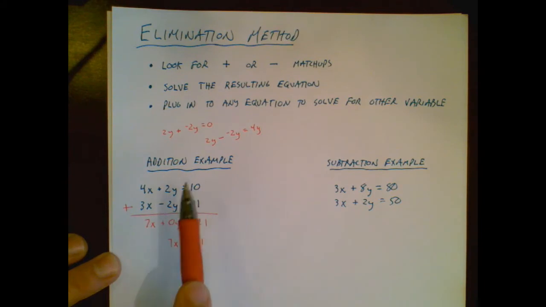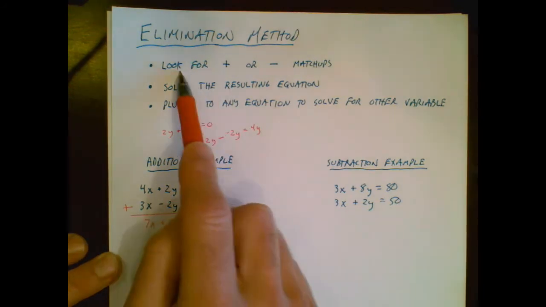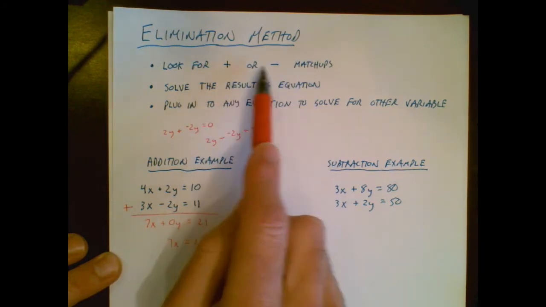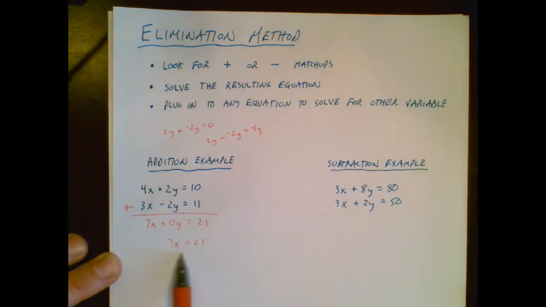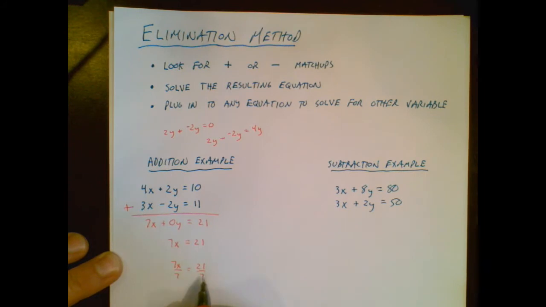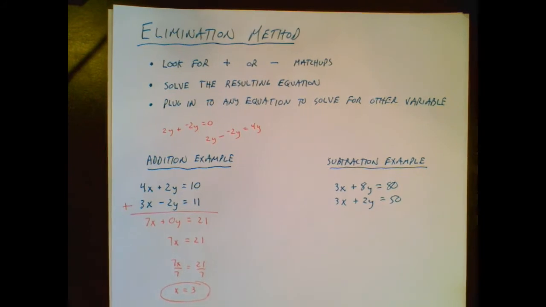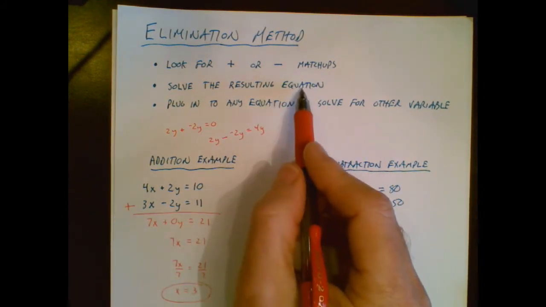So here was the point. By finding that I had matching coefficients, one positive and one negative, I knew that adding was going to make that y term go away and leave me with a very simple equation. So if you look for the matchups and you choose the right one, addition or subtraction, in this case I chose addition, then you will end up with a resulting equation that is really easy. 7x equals 21, I can solve that. I just divide the left by 7, I divide the right by 7, and I get x equals 3. I'm halfway there. I have now solved the resulting equation.